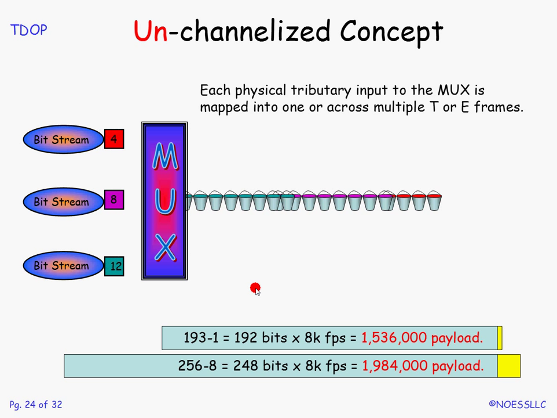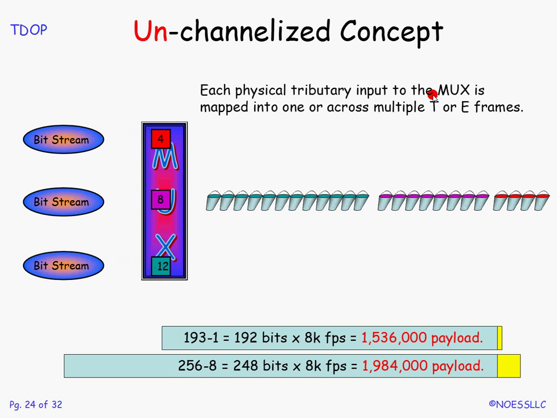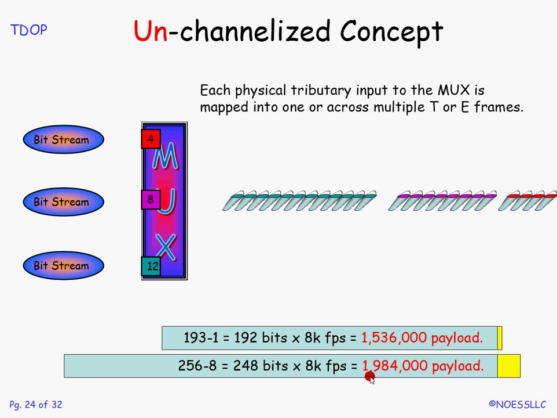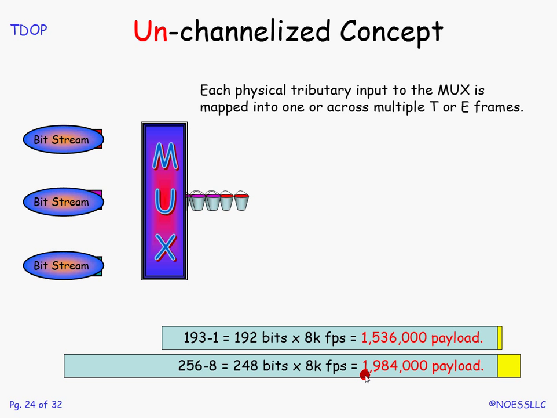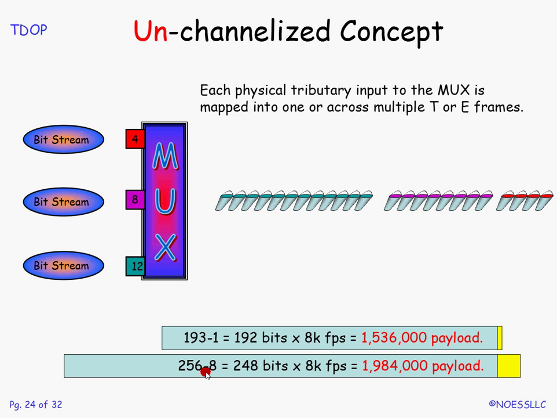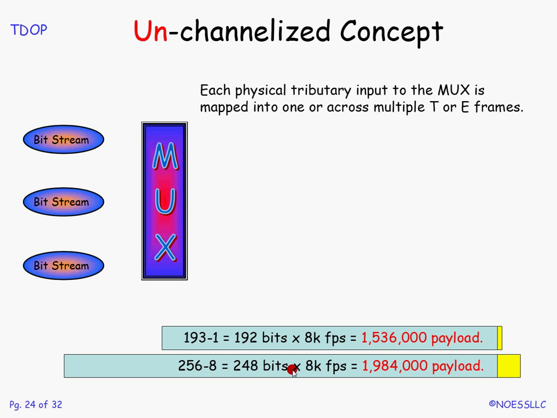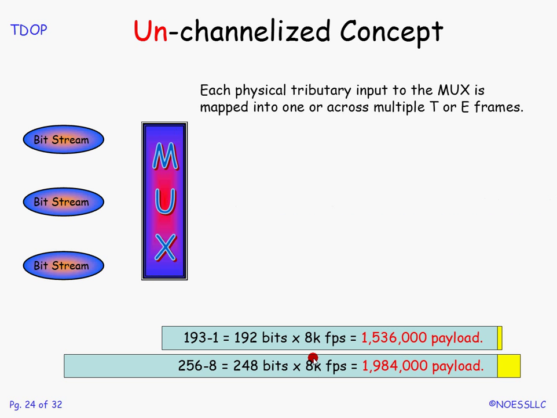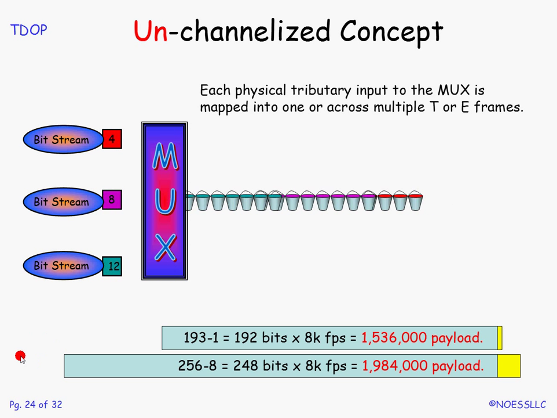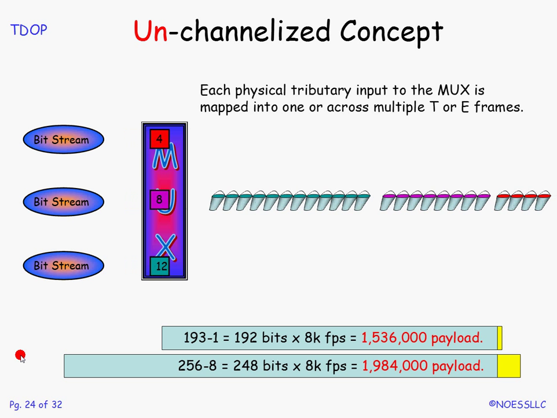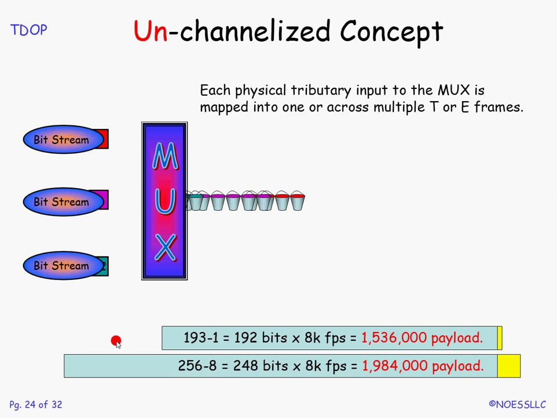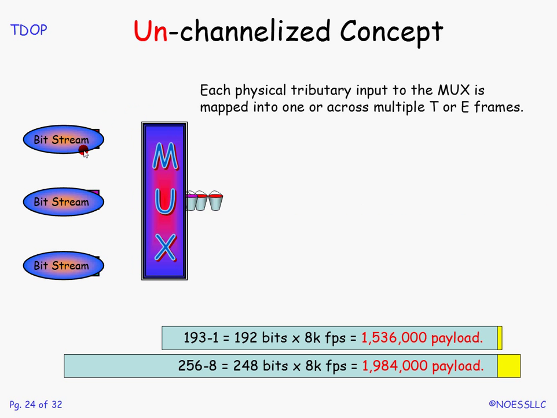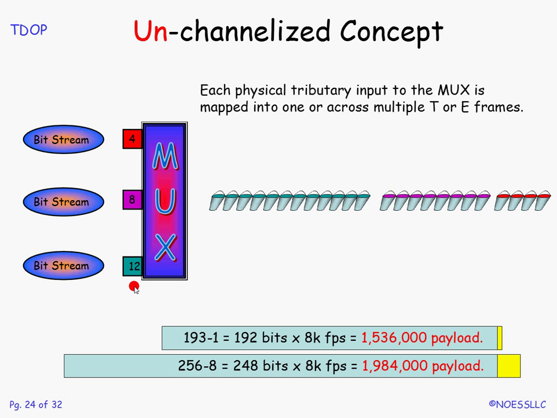That's not channelized. So each physical tributary is mapped into, or even across, multiple frames, because the most I could get in this one frame is 248 bits, right? So if this were more than 248 bits, it would have to be mapped across two frames or even three frames. Okay? Now I know this is a bit of a handful, because I haven't told you about this structure back here, other than that it is either 4 bits or 8 bits or 12 bits.